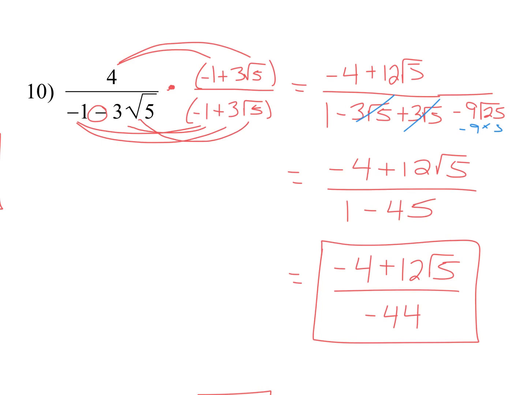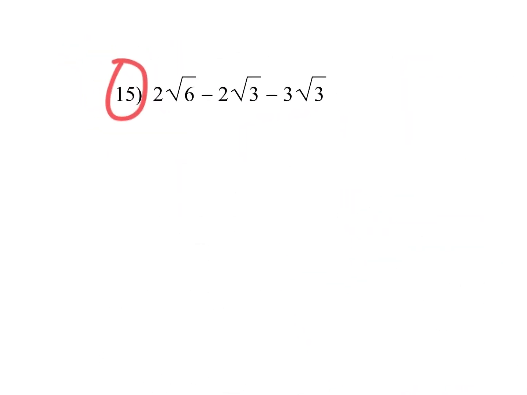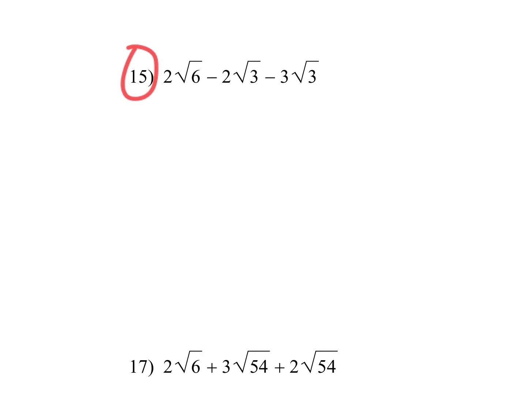Okay, I'm okay with this. Okay, let's look at 15. What do I have? Look for like terms. Do I have any? Yep, 3 and 3. So this guy I'm going to keep. And then I have negative 2 square root of 3 minus 3 square root of 3. What do I get when I combine those? There you go. Negative 5 square root of 3. And then can I simplify anything? Nope.